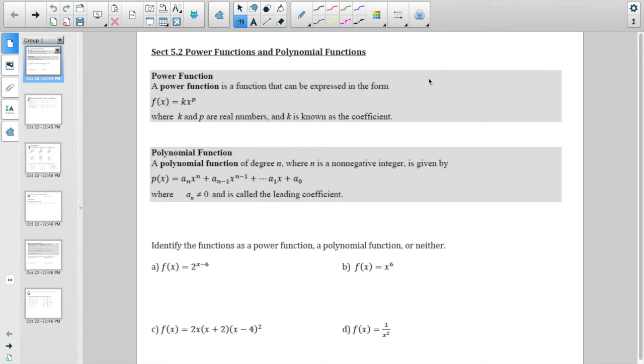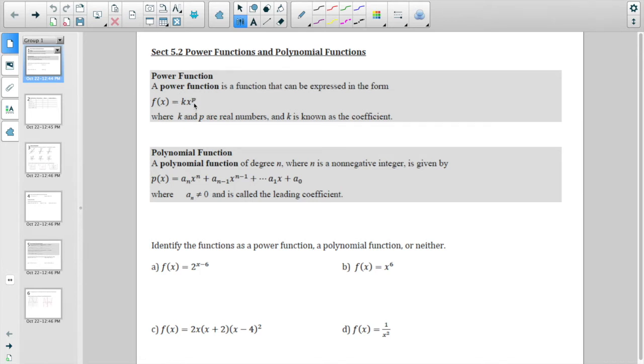All right, so we're going to start talking about section 5.2, power functions and polynomial functions. I'll admit mostly polynomial functions is what we're going to look at. But first of all, just a definition, what is a power function? A power function is a function that can be expressed in this form where k and p are real numbers and k is known as the coefficient. So that would be a power function.